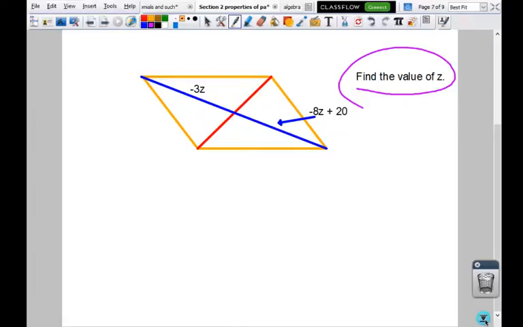Let's have somebody do this on the board for us. Trista's doing this one on the board for us. Check your answer with hers once you finish it.